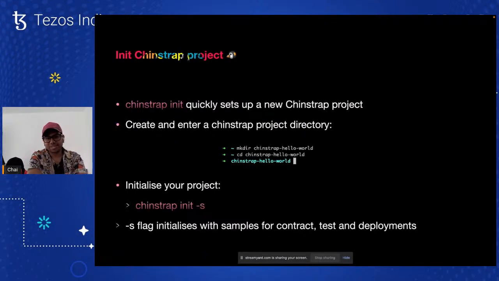To initialize a Chinstrap project, Chinstrap gives you the command chinstrap init, which quickly sets up a new Chinstrap project. You just create a directory as shown here, like mkdir chinstrap-hello-world, cd into it, and run chinstrap init. chinstrap init has a couple of flags. One is -f, which will force reinitialize all the contracts, so it will delete all the local folders and create the contracts again. With -s, it creates a Chinstrap project with sample contract, test, and deployment scripts. I'll later on show the structure of the directory.